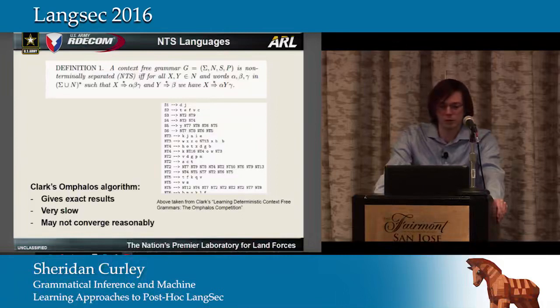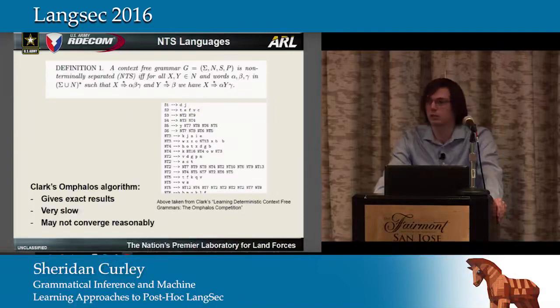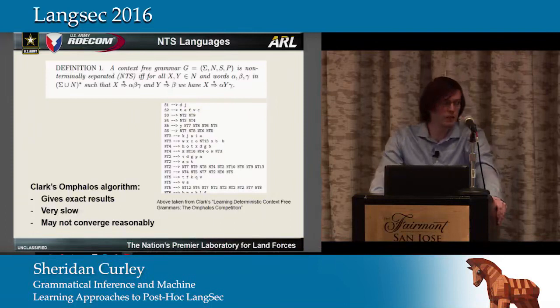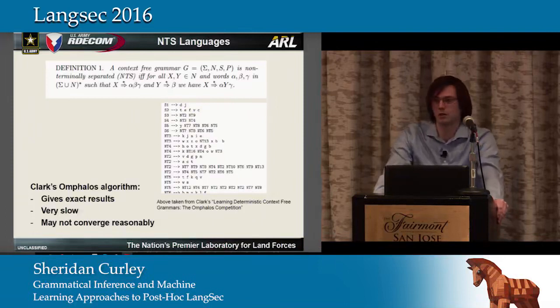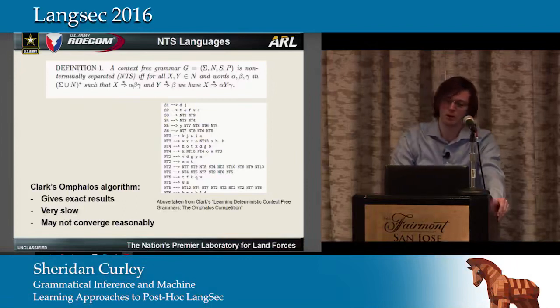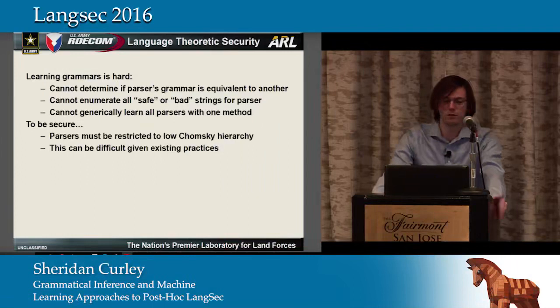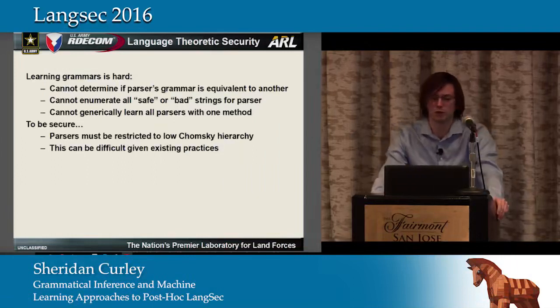So the takeaway from this is that we can get exact results for very particular subsets of grammars, but in his example, his algorithm is quite slow, impractically so, and it may not converge reasonably, which is to say that it may converge at some point theoretically, but it could be after the heat death of the universe or something like that, so we simply can't wait around for that algorithm, even if it can indeed produce results.